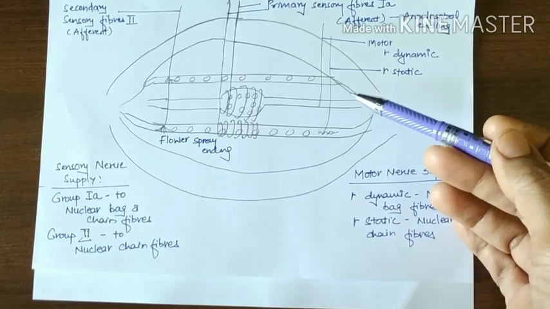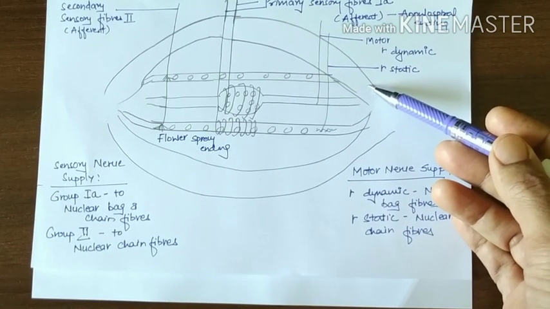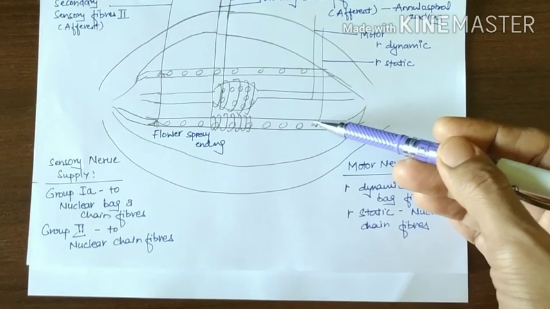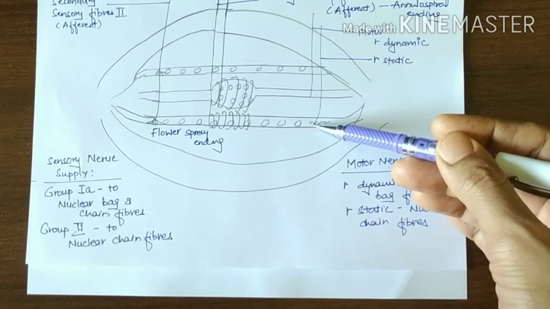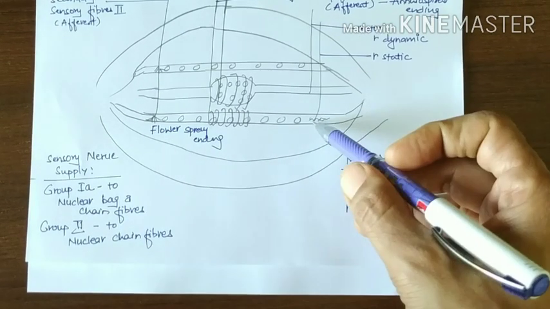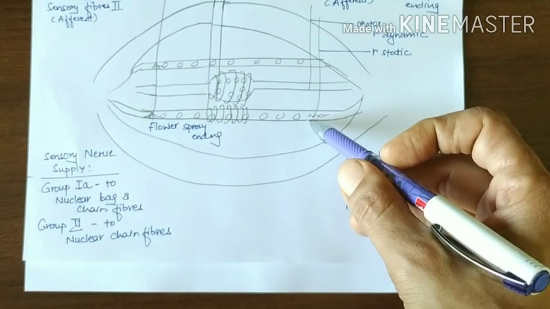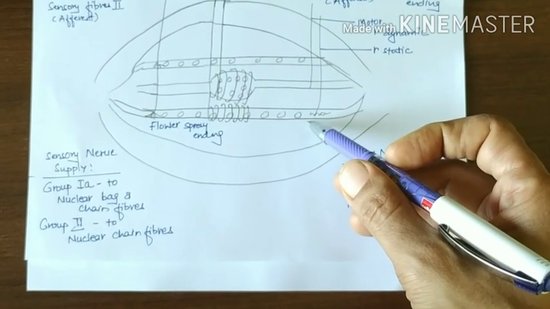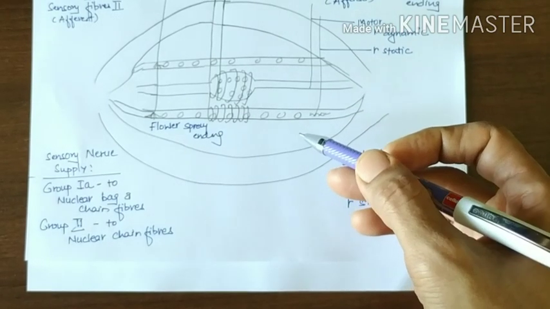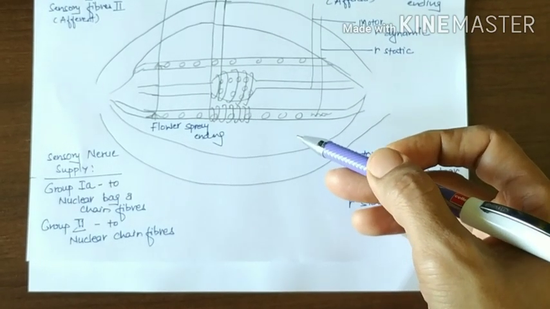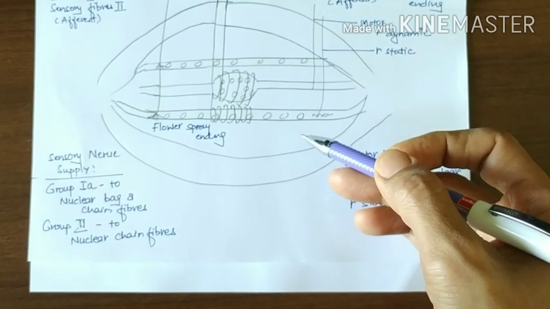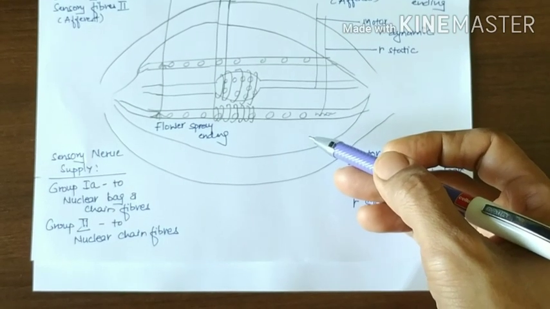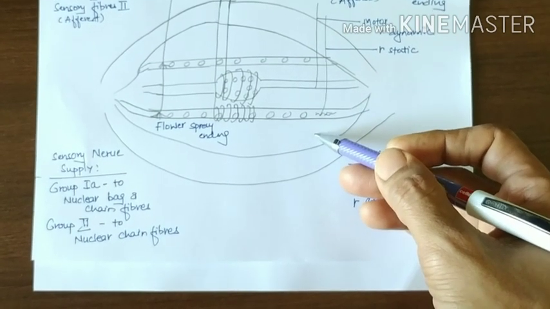Whereas static gamma fibers innervate the striated poles of nuclear chain fibers. And their structure is like a trail. You can see here. And therefore, these endings are known as trail endings. These endings increase tonic activity in group 1A afferent fibers at a given muscle length. And therefore, they are responsible for static response, sustained contraction.